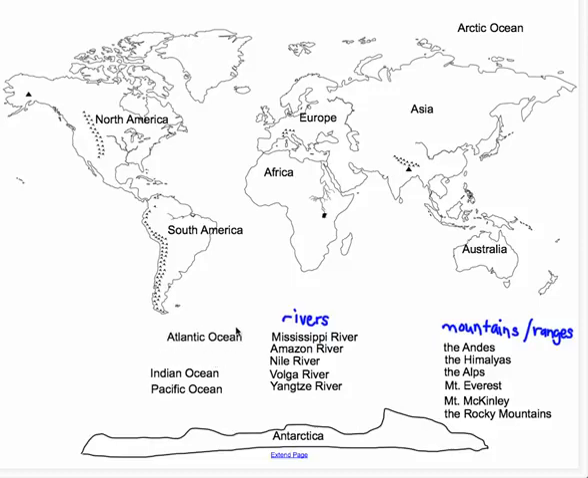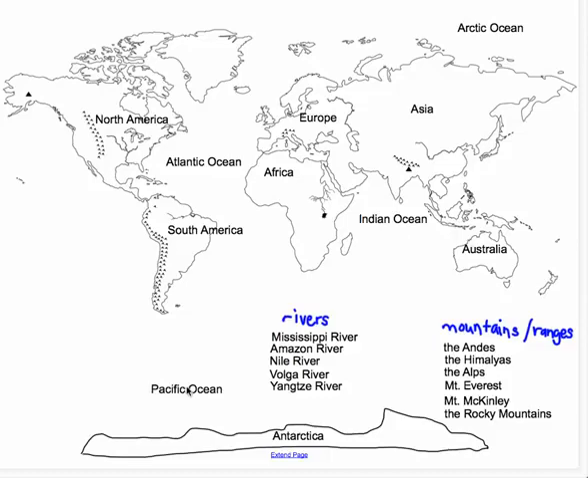Next, we deal with the Atlantic Ocean. The Atlantic Ocean goes between which 2 continents? It goes between North America and Europe, and also between South America and Africa. So this is all the Atlantic Ocean right here. Next, the Indian Ocean is going to go between Africa and Australia. A good clue is to look for the country of India, which is right here. And that's where the Indian Ocean goes.